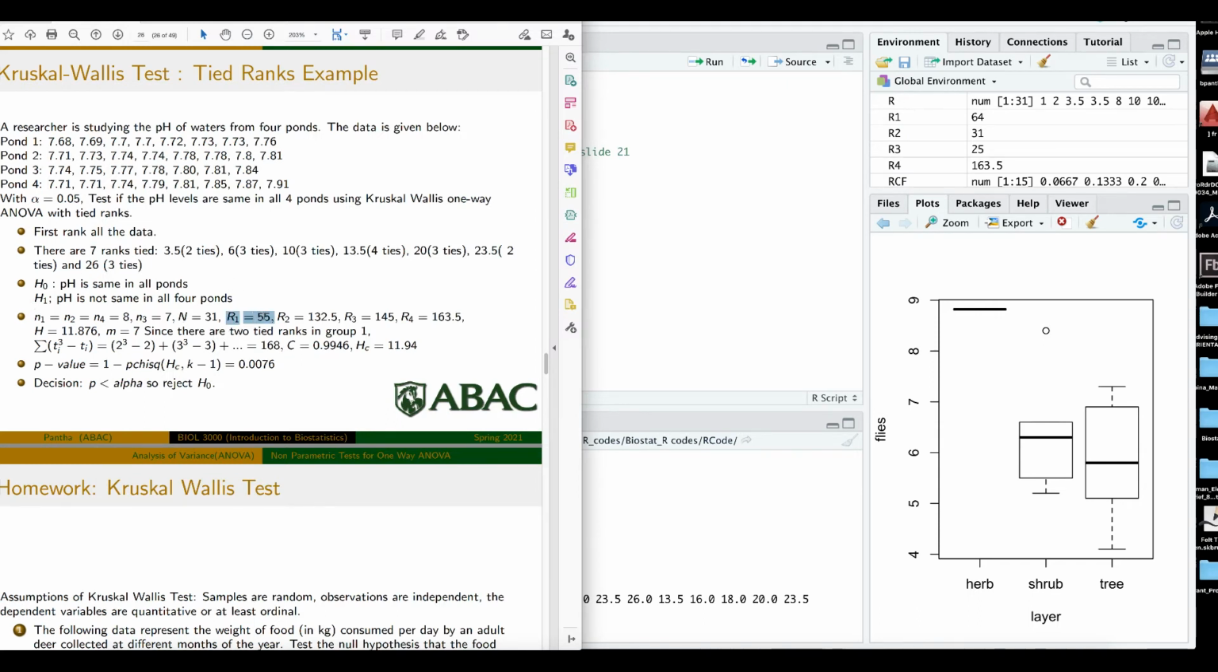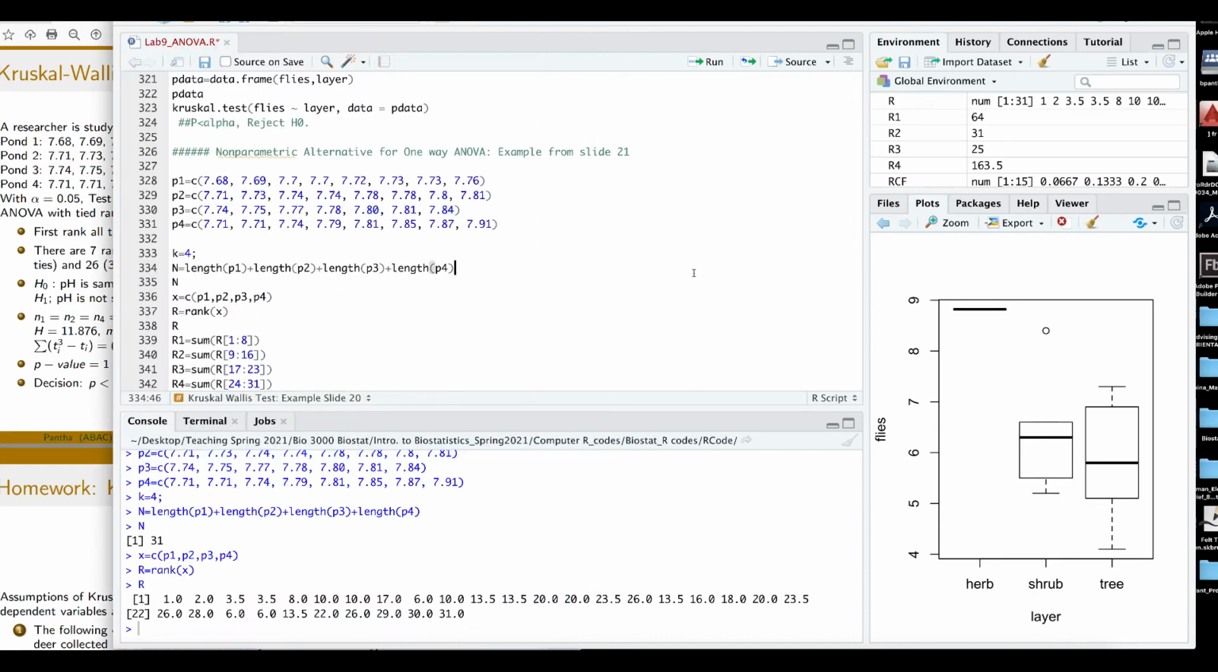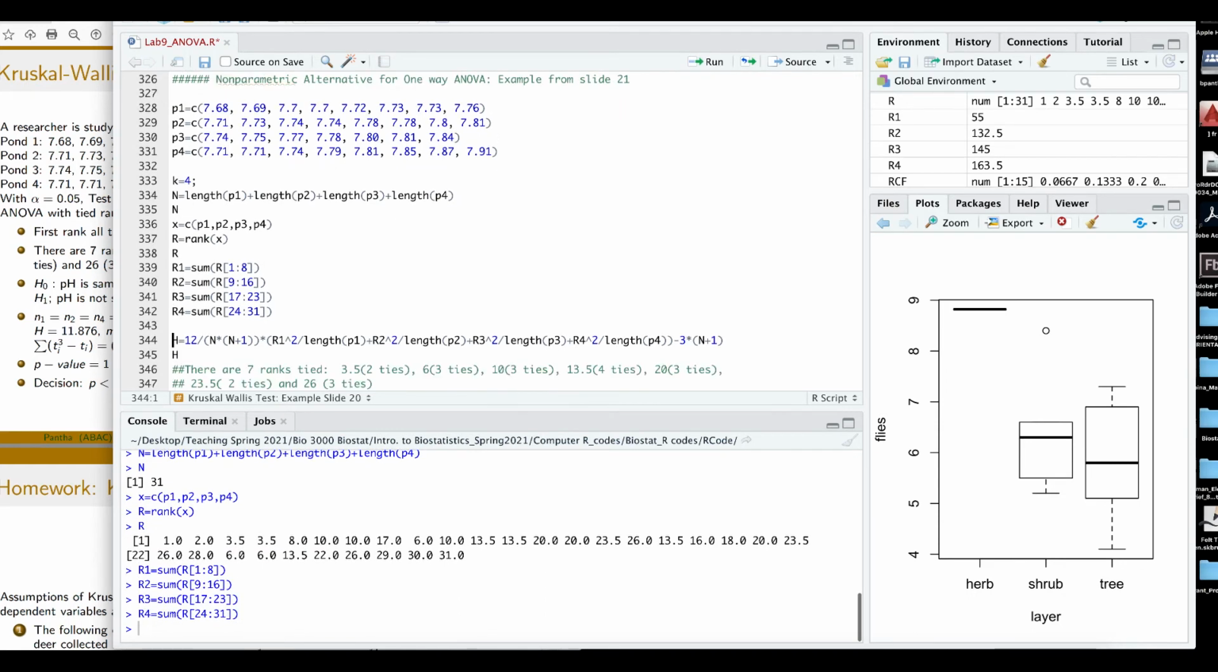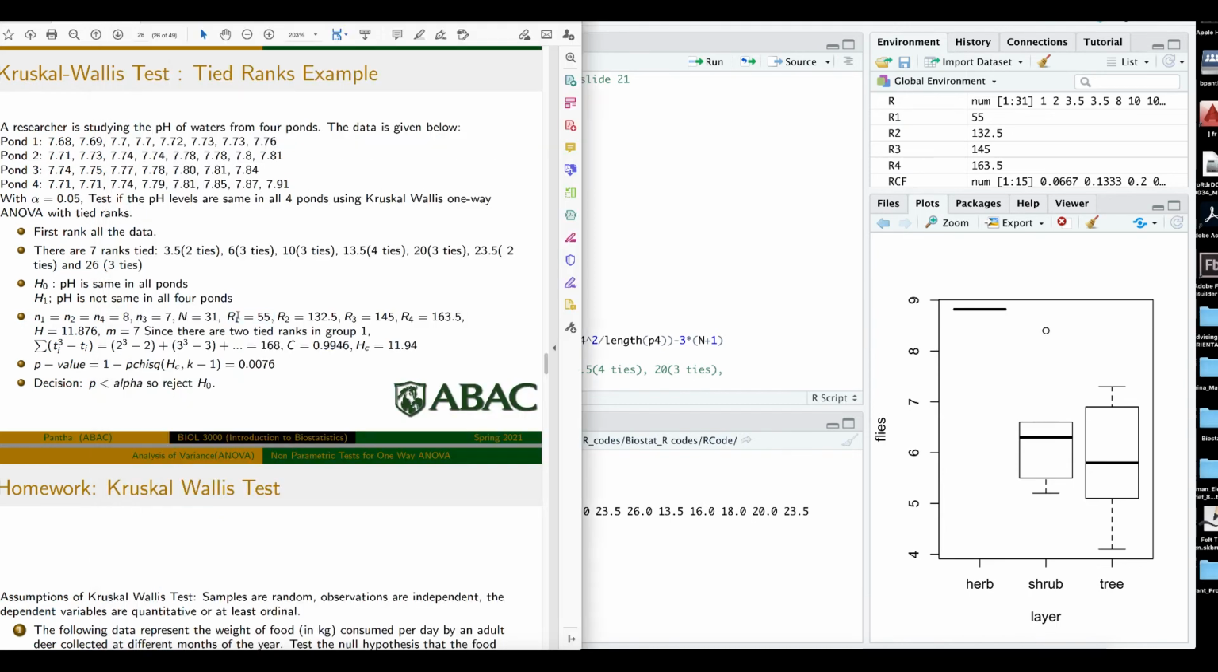So we want to find the sum of the ranks in the first sample. How do I do that? I just take the ranks 1 through 8 and add them, because R is the rank. So I am adding the ranks of the first sample. If you do that, the sum for sample 1 is 55. You see that? Similarly, find the sums for sample 2, 3, and 4. That means the sum of the ranks there.